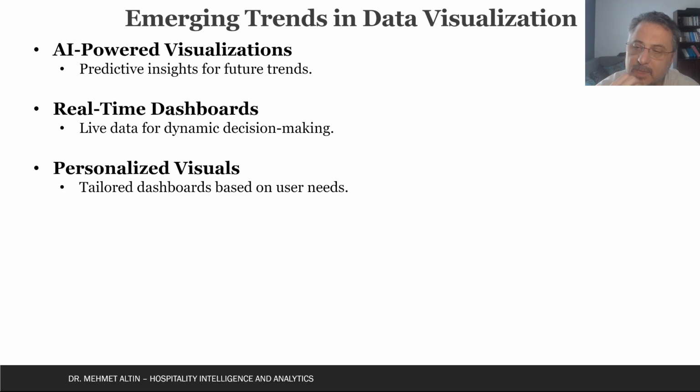I guess I talked about it several times in different chapters, but artificial intelligence is transforming data visualization by enabling predictive analytics. Imagine a dashboard that doesn't just show current occupancy rate, but also predicts future demand based on historical data, weather patterns, or events. For example, AI can forecast a spike in bookings during a music festival, allowing managers to adjust pricing or staffing in advance.